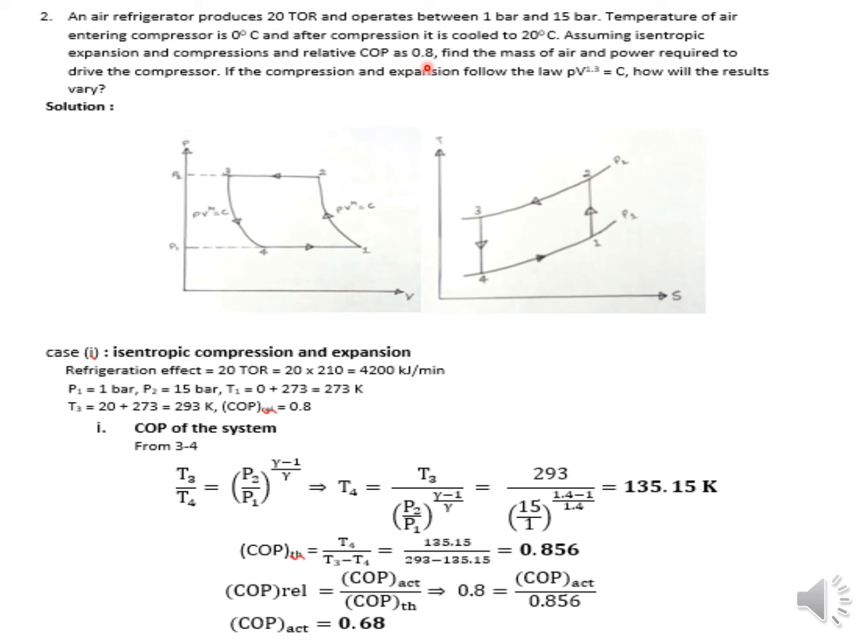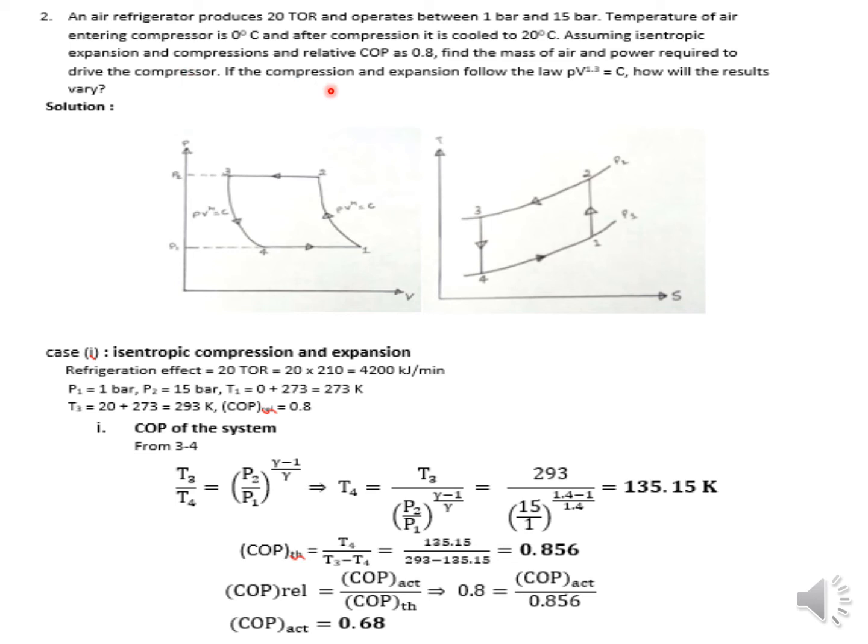Relative coefficient of performance means what? Relative COP we have seen. What is the relative COP? Actual COP divided by theoretical COP, right? Find the mass of air and power required to deliver the refrigeration. The mass and power we have found out in the last problem, similarly we can find out here.